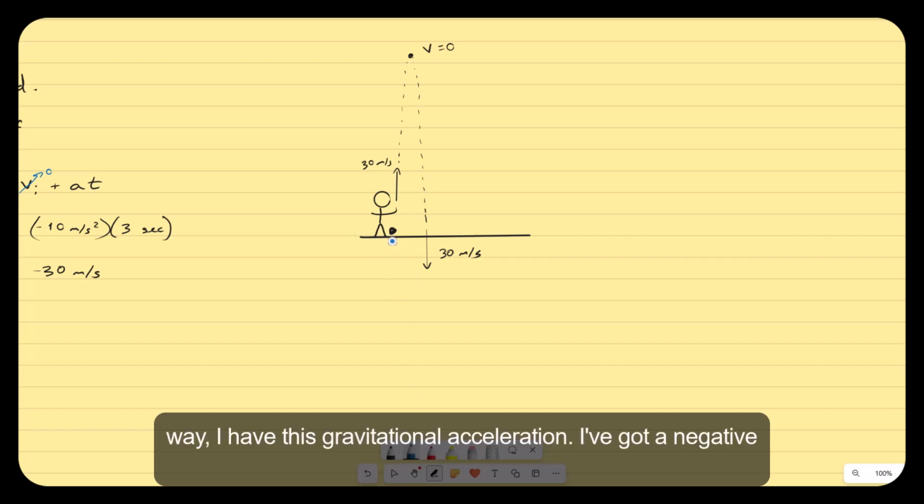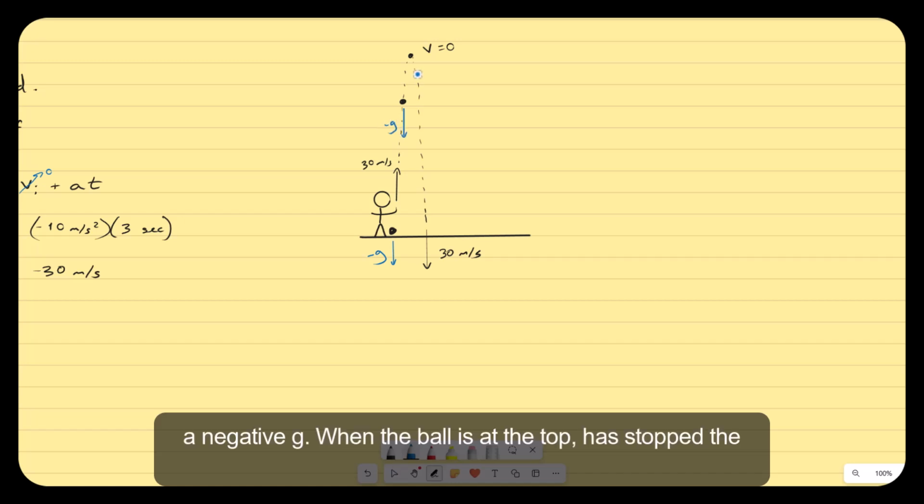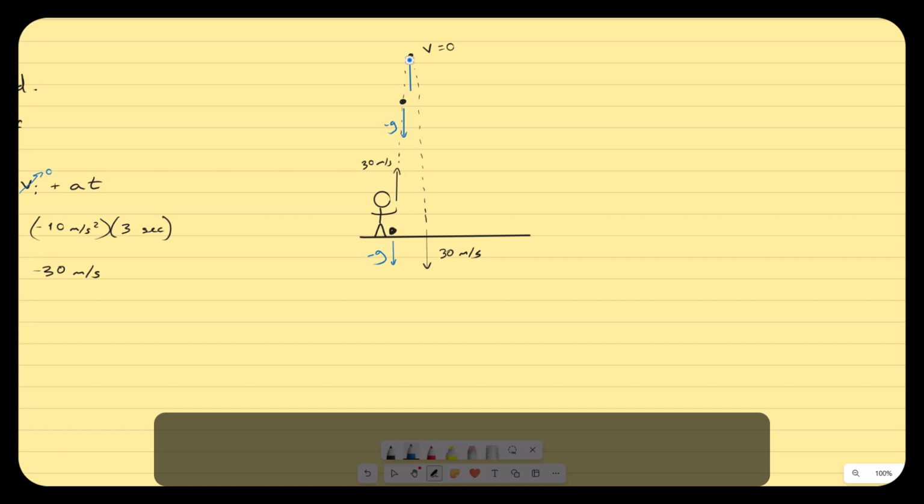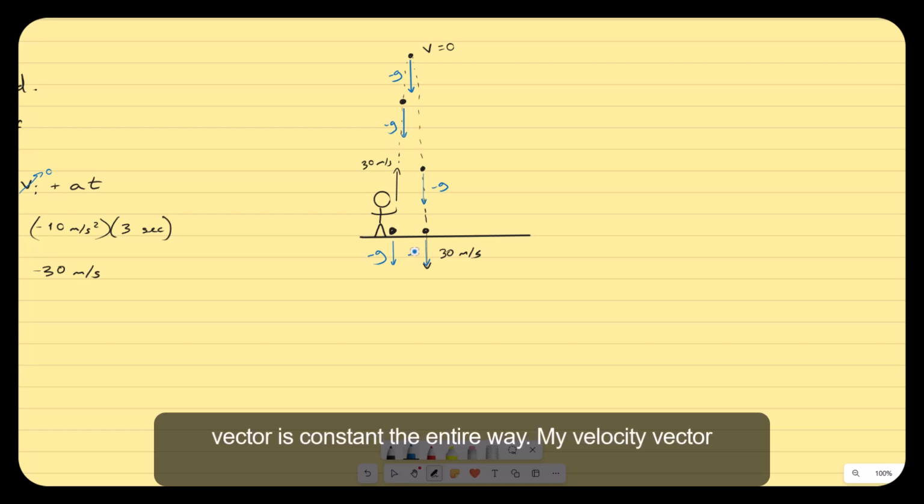The entire way, I have this gravitational acceleration. I've got negative g when the ball is here. When the ball is higher up and moving slowly, I've got negative g. When the ball is at the top and has stopped completely, gravity does not care. It's going to keep pulling down. When I'm halfway back down, gravity is still the only acceleration. And when I am about to hit the ground but haven't hit it yet, I still get negative g. That acceleration vector is constant the entire way.